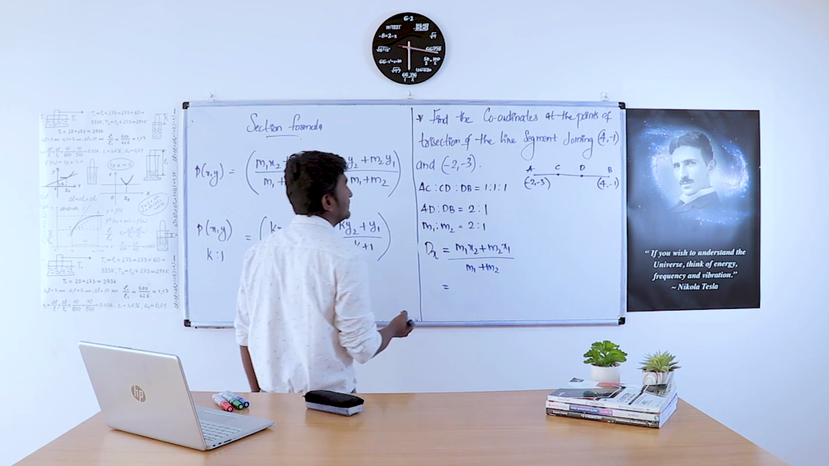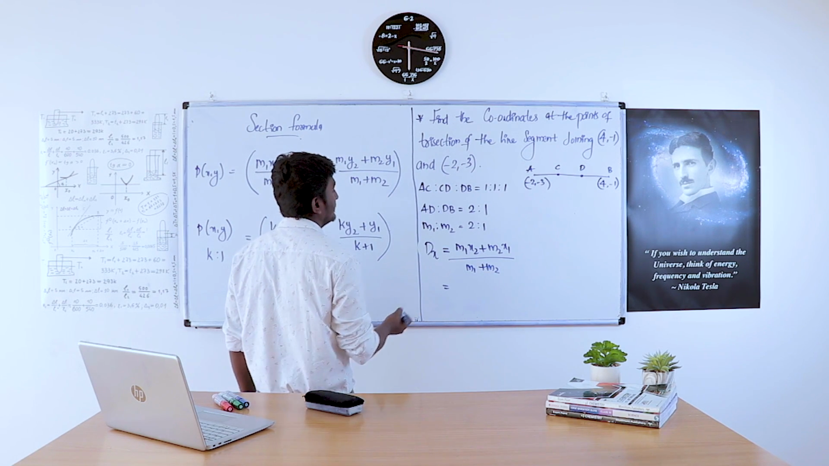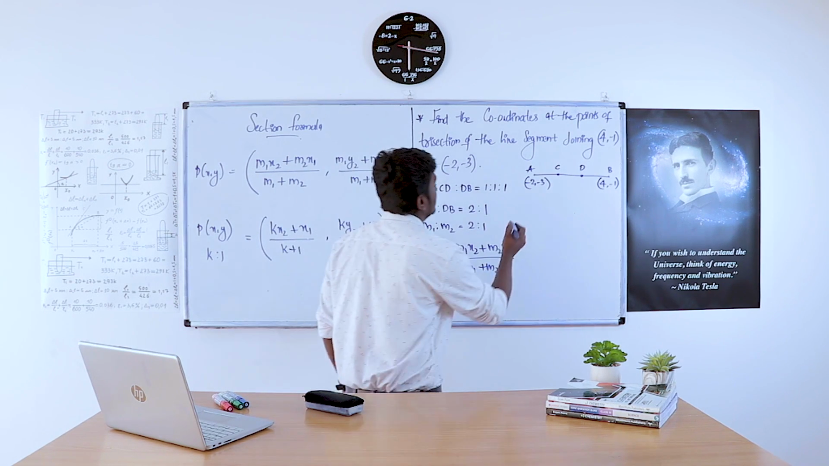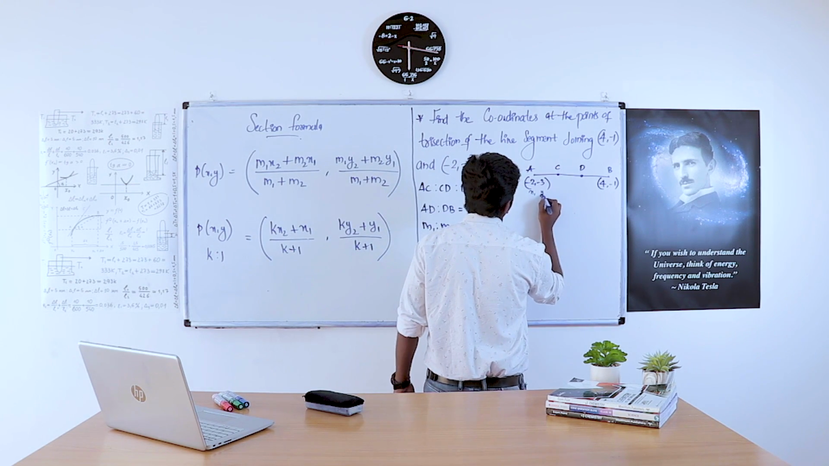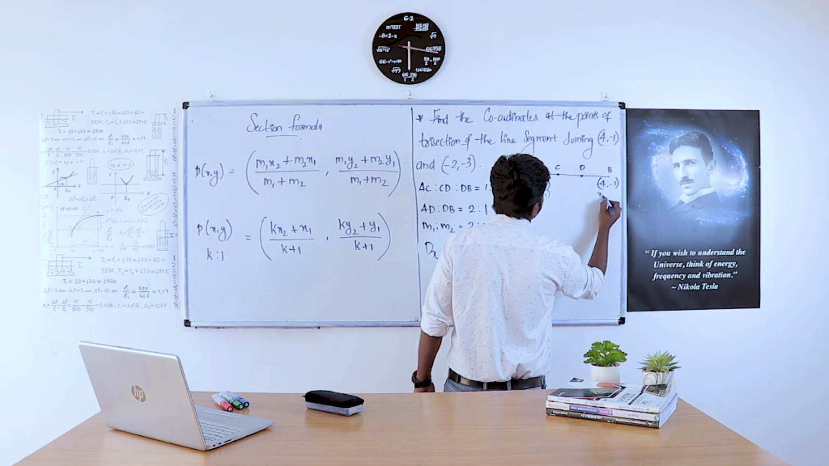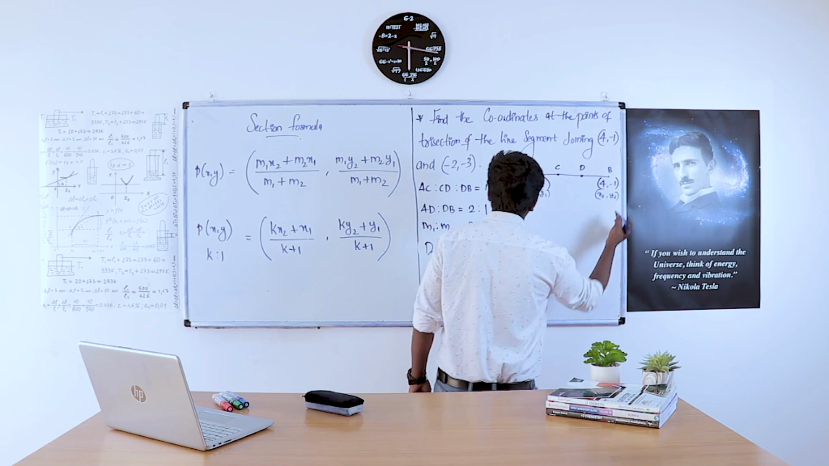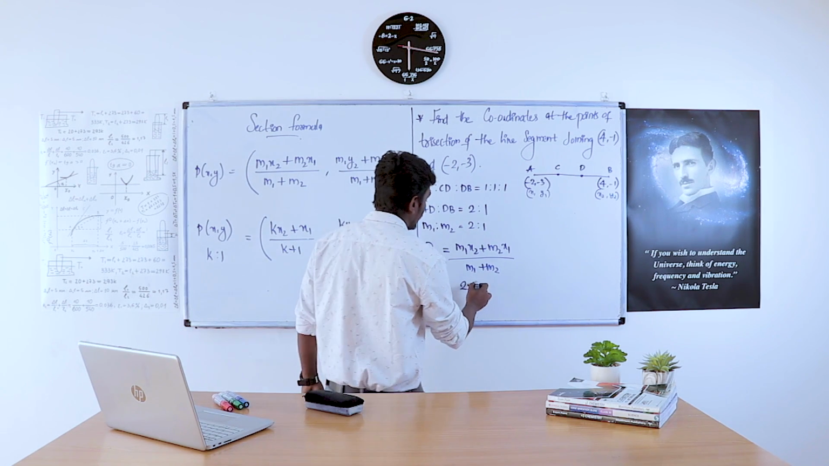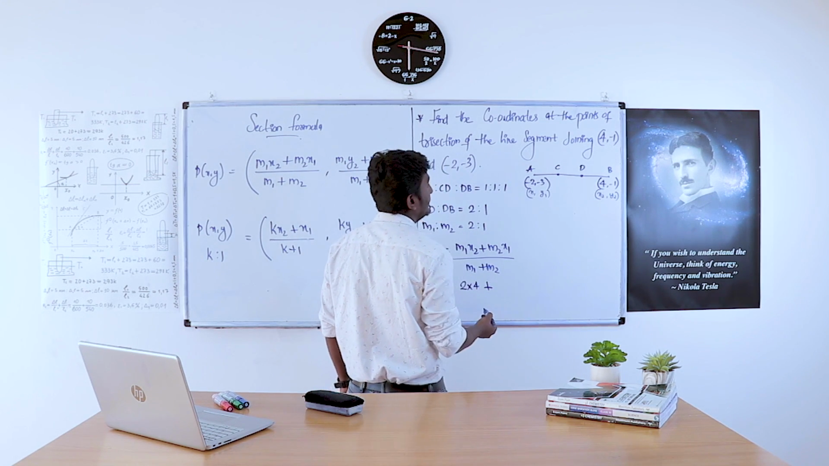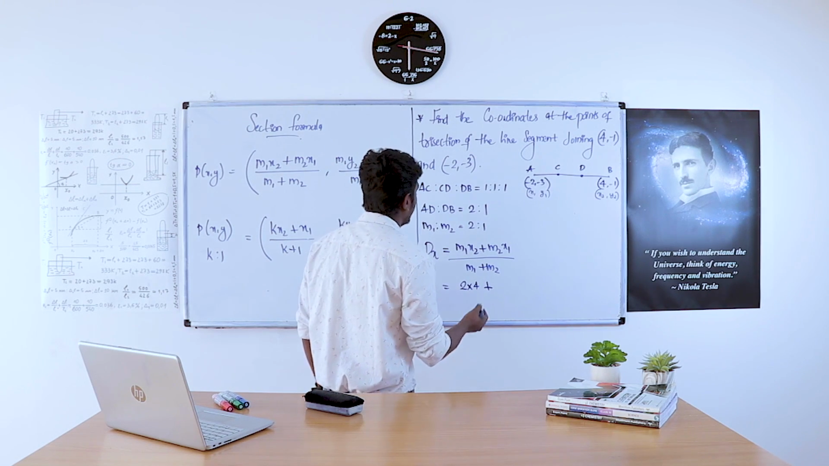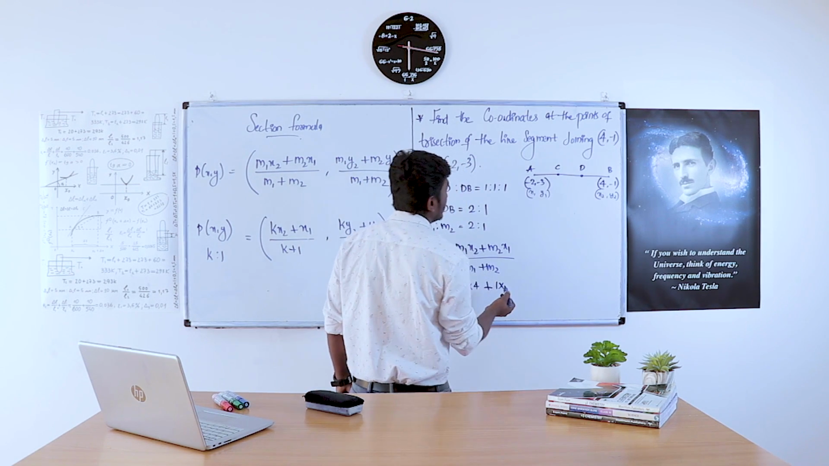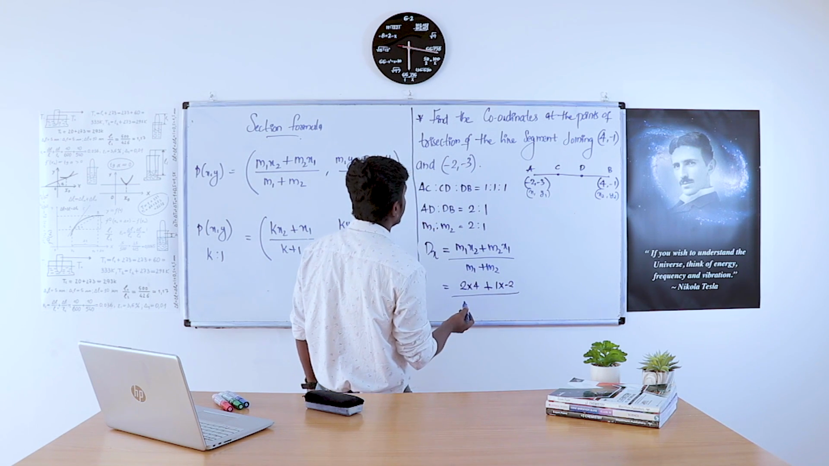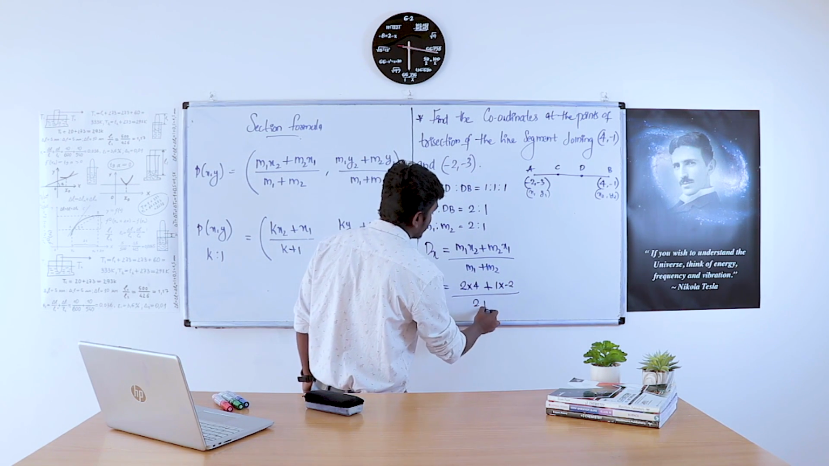That is equal to what? m1 x2. m1 is 2, 2 into what is x2? So this is taken as x1 y1 and this is taken as x2 y2. So m1 x2, that is 2 into 4, plus m2 x1. What is m2? m2 is 1 into what is x1? x1 is minus 2, whole divided by m1 plus m2, that is 2 plus 1.